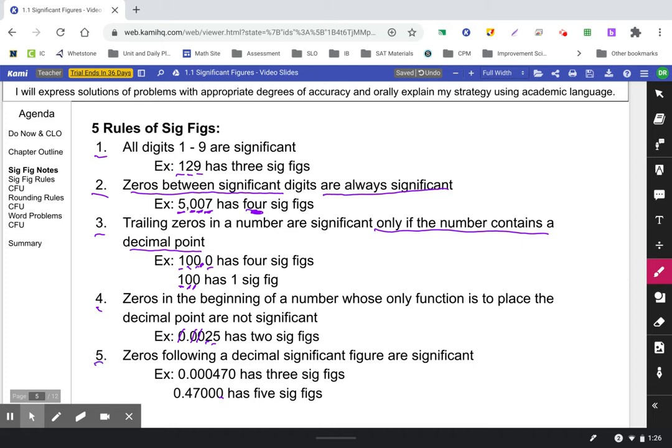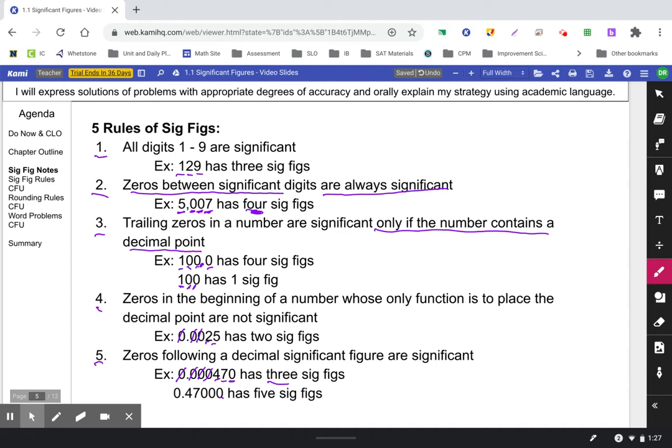And rule 5, zeros following a decimal sig fig are significant. So we just said leading ones don't count, but trailing ones do count after a decimal. So in this 0.000470, just like our previous one, these leading zeros are non-significant. 4 and 7 are, because they always are. And then this trailing 0 after the decimal is also significant. So it has 3 sig figs.